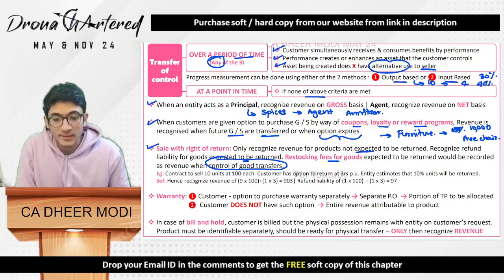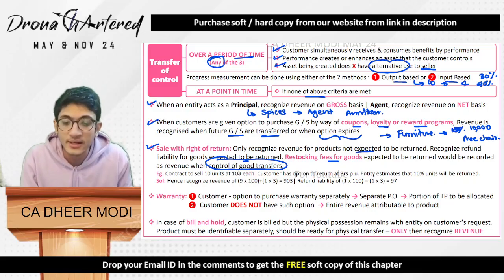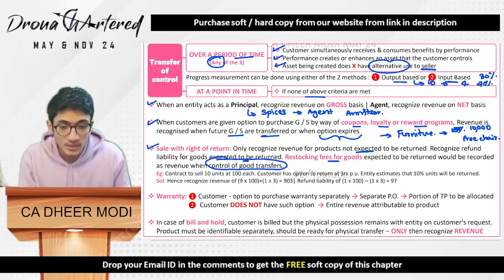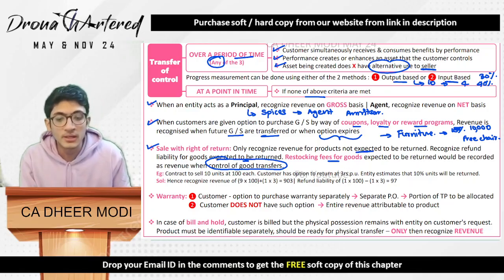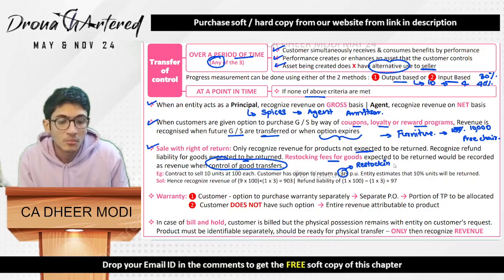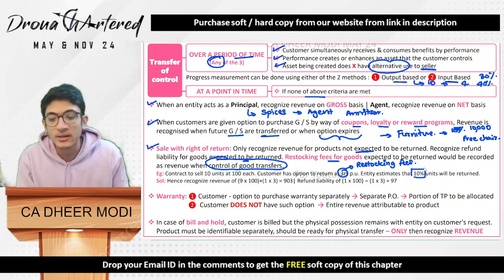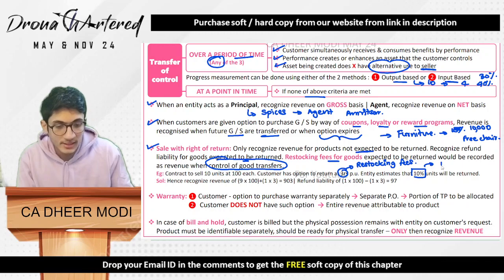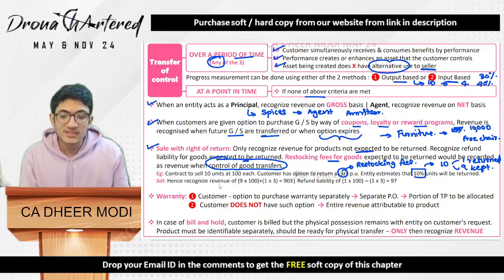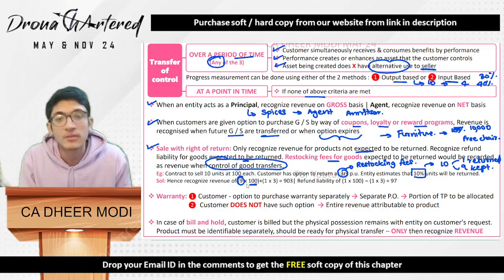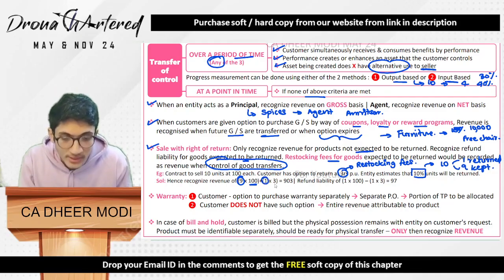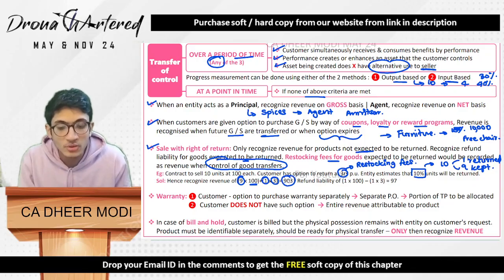Example, there's a contract to sell 10 units at rupees 100 each. That is a total of 1000. The customer has an option to return at 3 rupees per unit. This 3 rupees is your restocking fee. The entity estimates that 10% of the units will be returned. That means out of 10 units, one will be returned and 9 will be kept. In such a case, recognize revenue of 9 units at 100 rupees plus 1 unit into 3 rupees restocking fee. So it comes to 903 rupees.